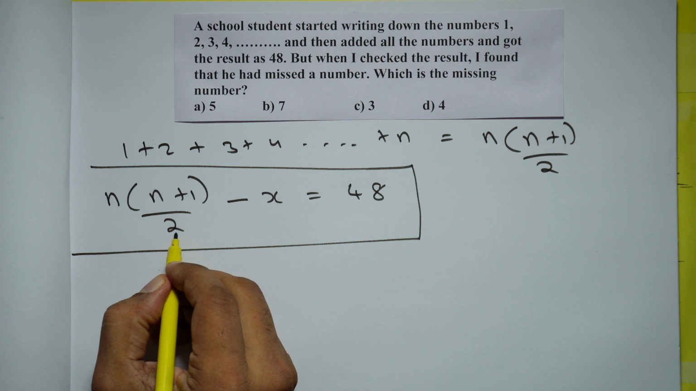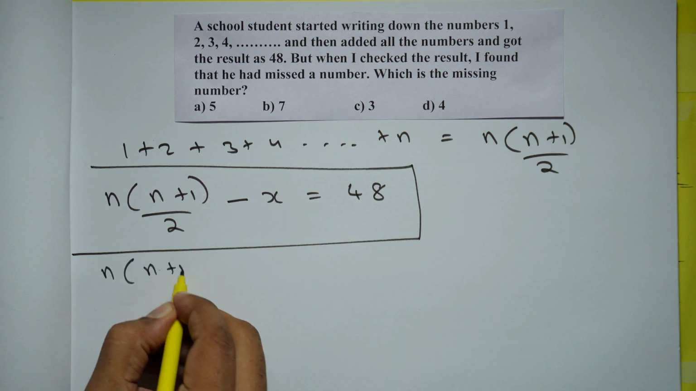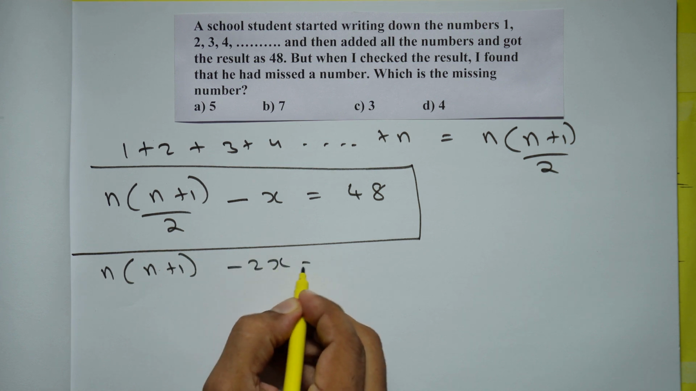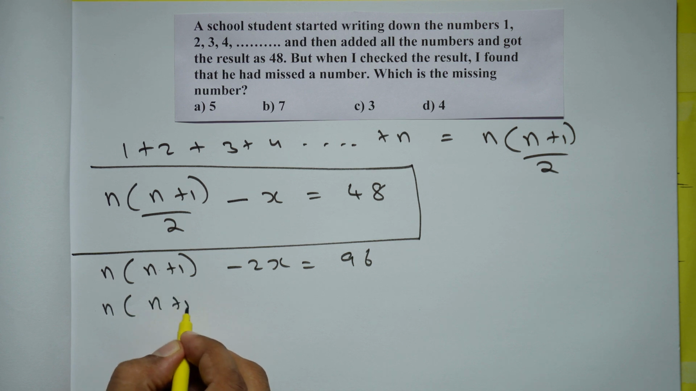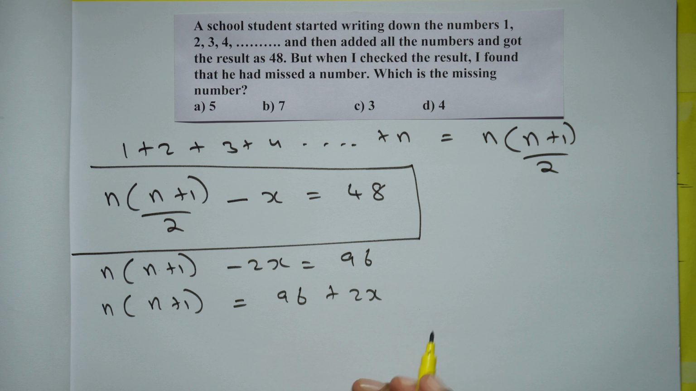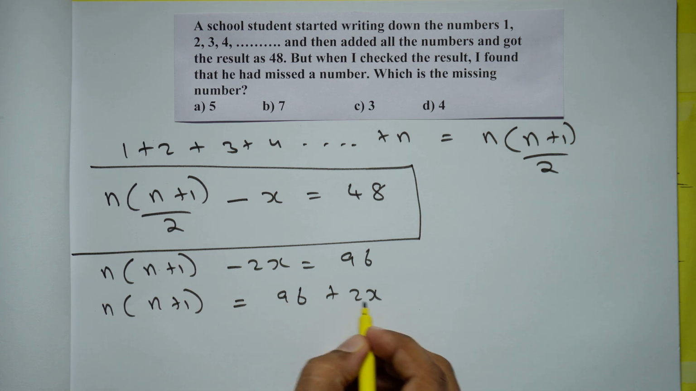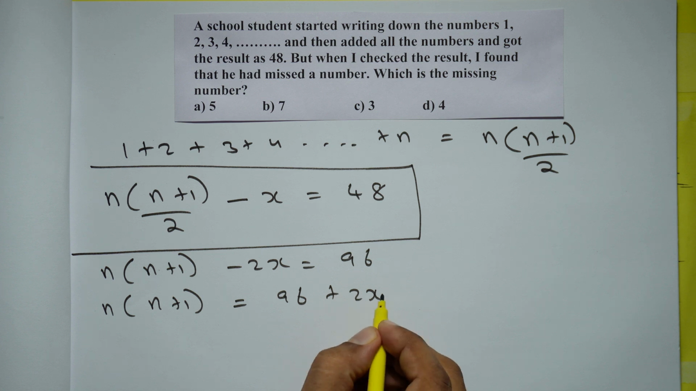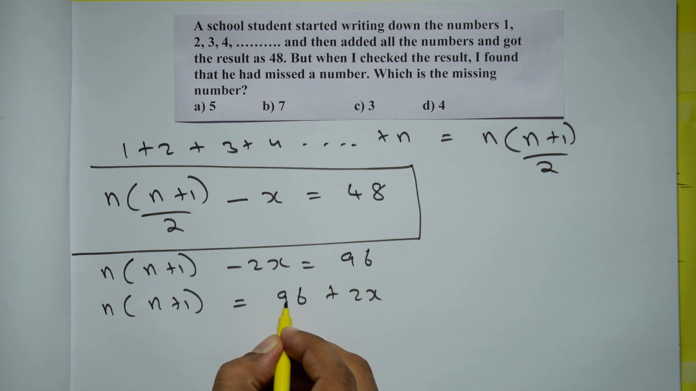Now first we'll multiply by 2, so all the denominators will go off. So n into n plus 1 minus 2x is equal to 48 into 2, 96. So n into n plus 1 is equal to 96 plus 2x. Now we must find out the minimum value of n such that n into n plus 1 is just greater than 96. So then we can find out the value of 2x and then x.